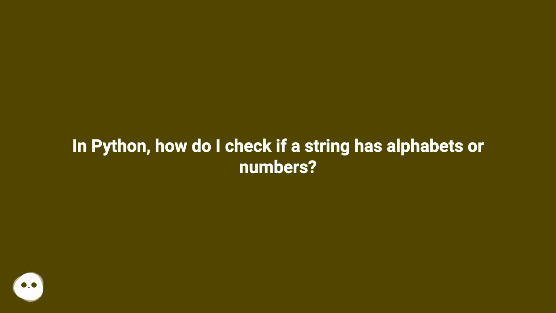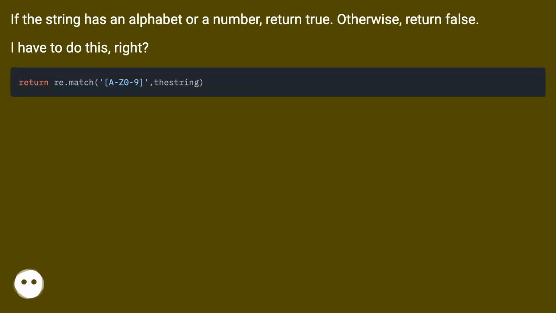In Python, how do I check if a string has alphabets or numbers? If the string has an alphabet or a number, return true. Otherwise, return false. I have to do this, right?